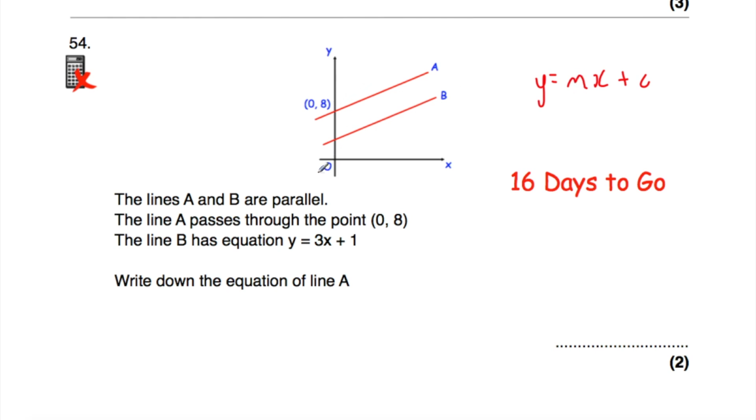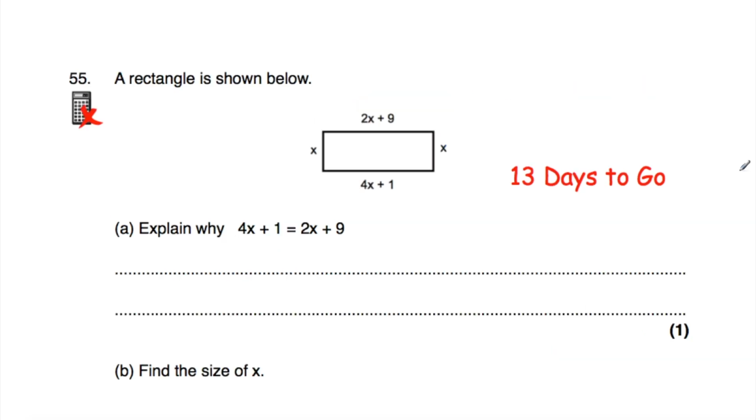Well, line B has got equation y equals 3x plus 1, so the gradient of this line is 3. And if lines are parallel, they've got the same gradient. So that means that this line, A, would be y equals 3x plus 8, because its gradient must be 3, and its y-intercept is 8, and that's it. Okay, our next question, question number 55.